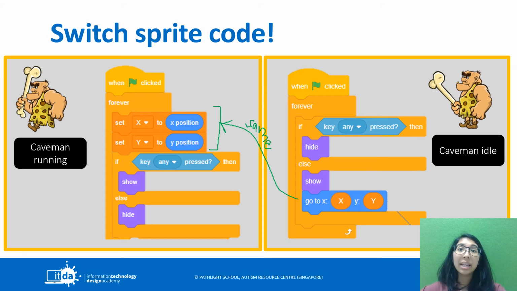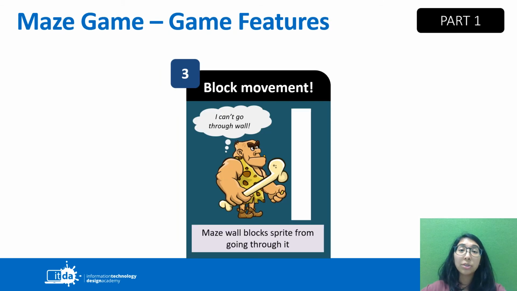Alright? Now moving on to an exciting game feature. We are going to block the movement of our caveman sprite to prevent it from going through the maze walls. So how do we do this? Let's take a closer look.